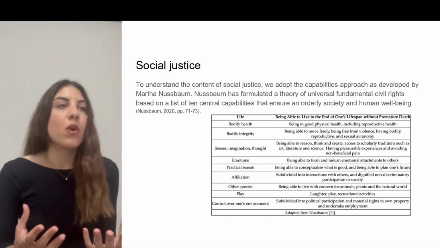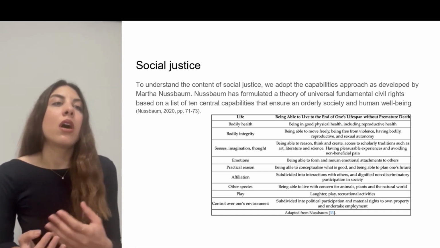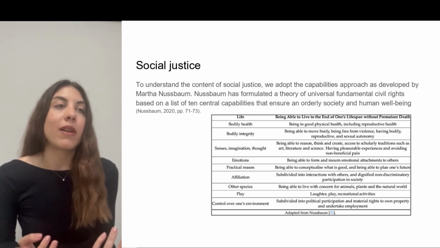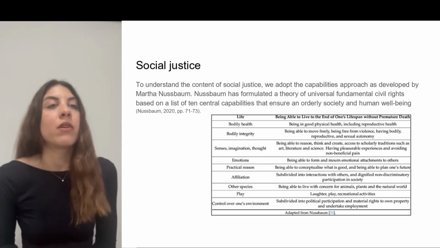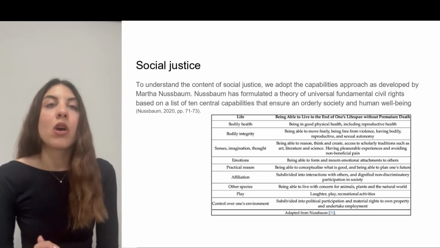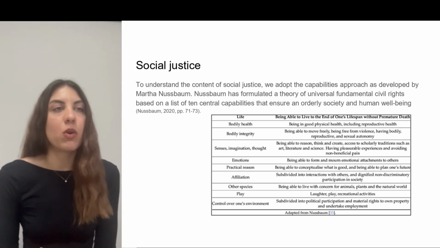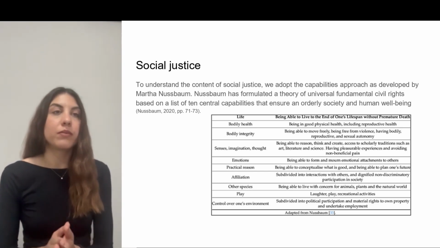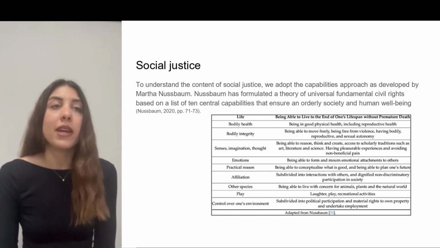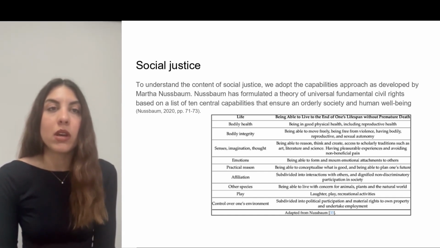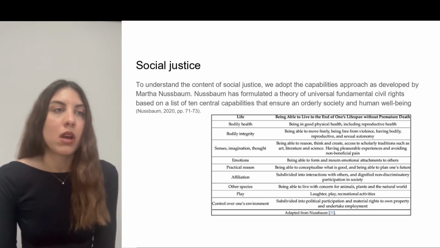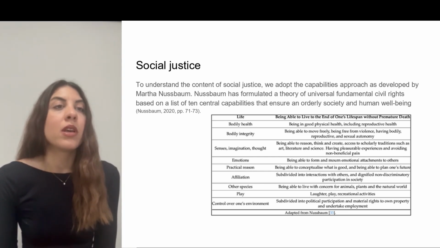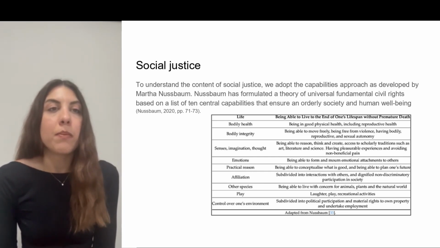We have this box here, and in the left list we have life, and in the right list we have being able to live to the end of one's lifespan without premature death. So, in the first list we have bodily health, which means being in good physical health, including reproductive health. Also, bodily integrity: being able to move freely, being free from violence, having bodily, reproductive and sexual autonomy.